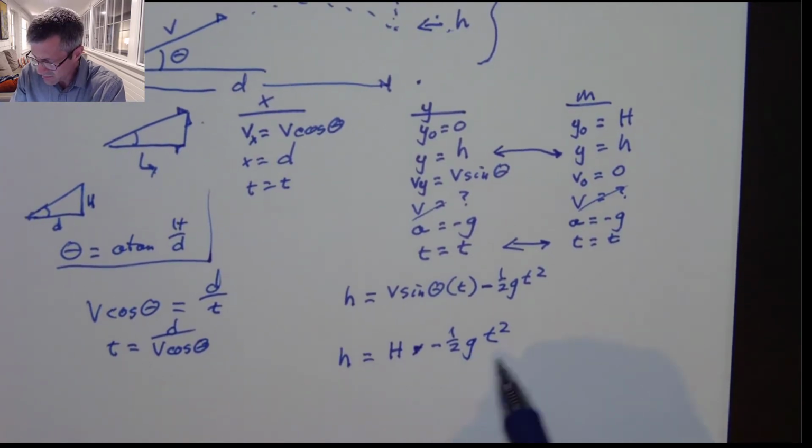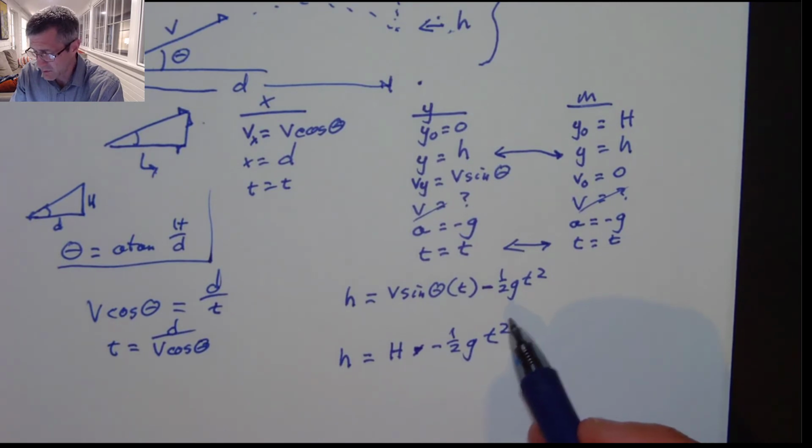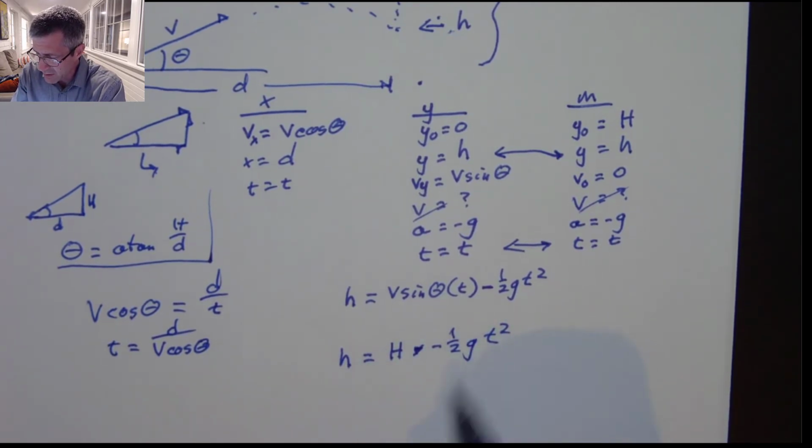So notice I've got this 1/2 gt squared that shows up here twice, and I don't want to deal with it. So what I'm going to do is I'm going to solve this one for negative 1/2 gt squared, right?